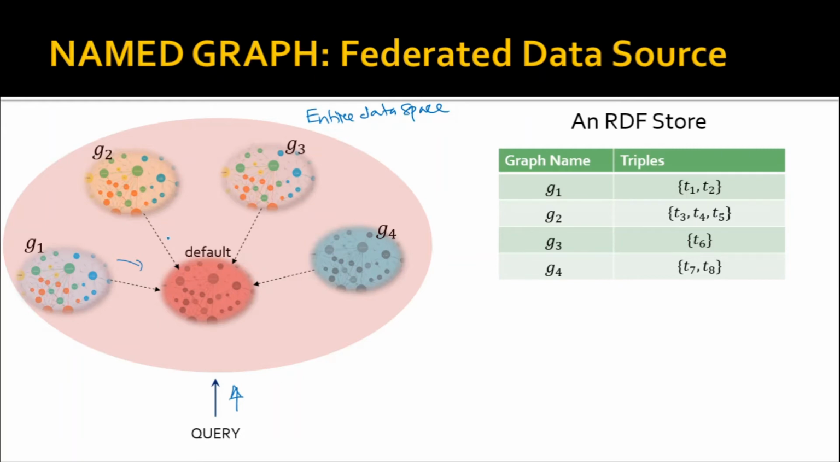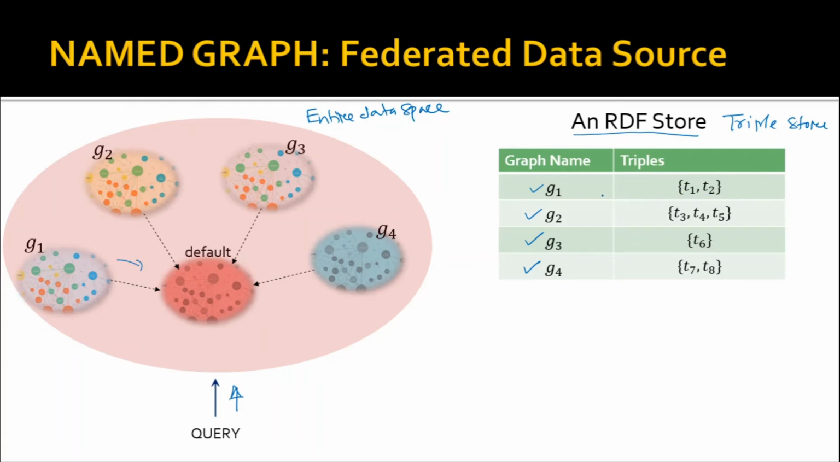That requires that your graphs should have names so that you can identify the graphs, right? If you think about a typical RDF store, which we also call a triple store, it is a collection of graphs. For example, G1 is a collection, G2 is a collection, G3 is a collection, G4 is a collection, and each collection contains a set of triples.